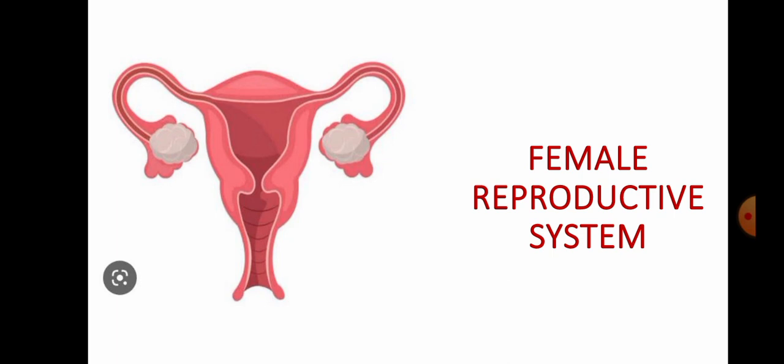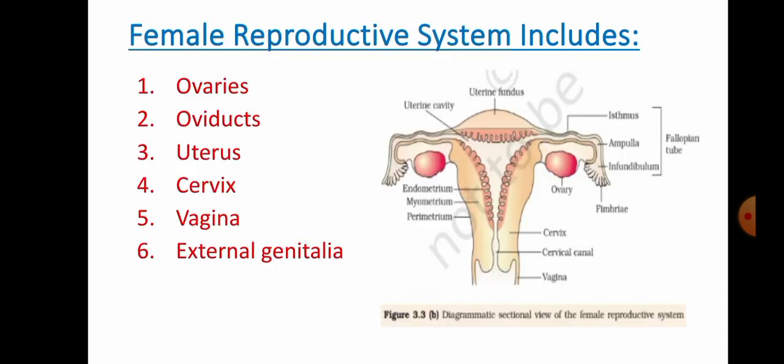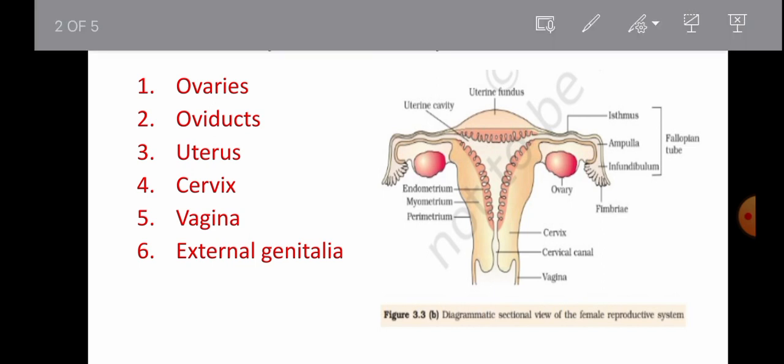Topic for today is the female reproductive system. So let's learn in detail about the female reproductive system. What includes the female reproductive system? It includes ovaries, oviducts, uterus, cervix, vagina and external genitalia.